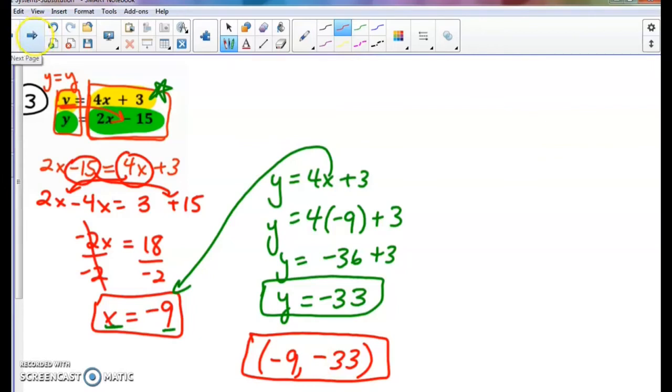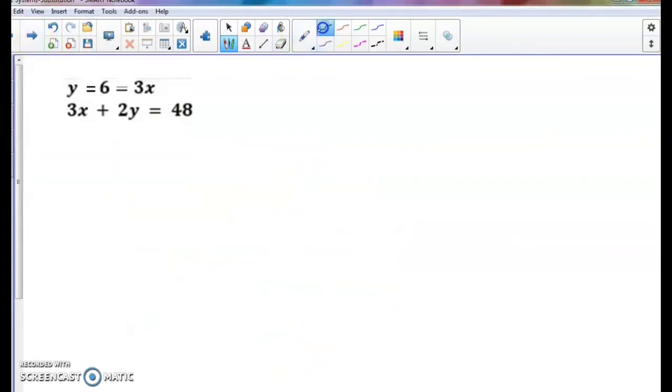Alright, and now to our last example, example 4. So go ahead and write this out for me. We've got y equals 6 minus 3x, and 3x plus 2y equals 48.